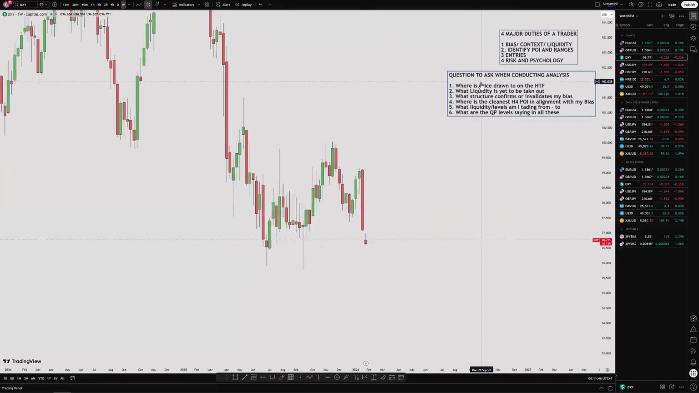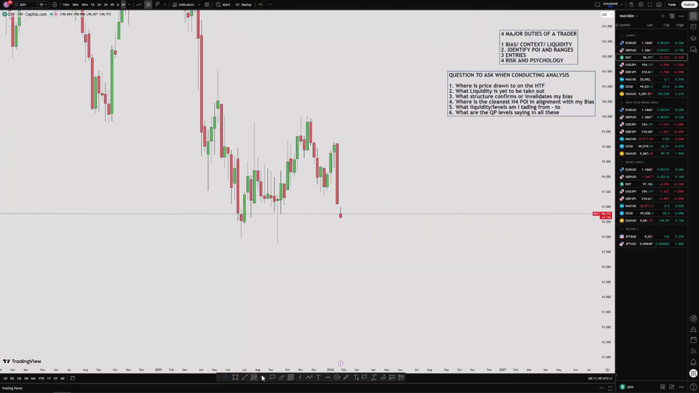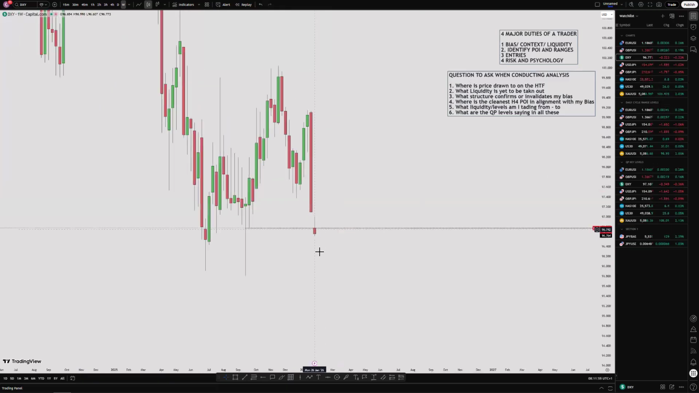Now, the question is, where is price drawn to on the higher time frame? Overall, we have this drawn liquidity, whether I like it or not. I would have said this low, but as you can see, at the open of the week, that was exactly where we gapped down into, which was this low right here. So the next drawn liquidity I can see is on the weekly time frame. Now, why on the weekly time frame?